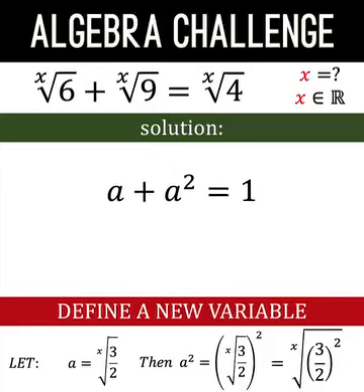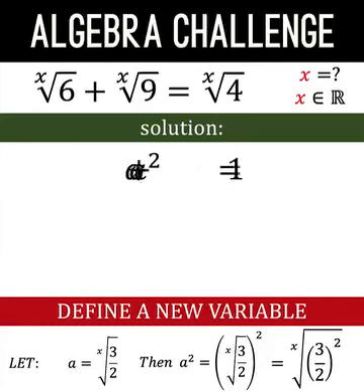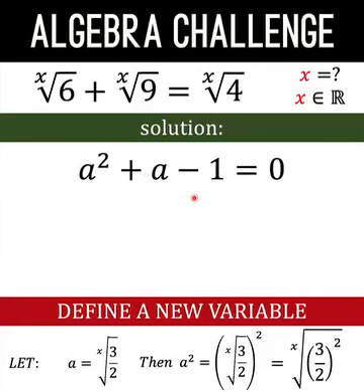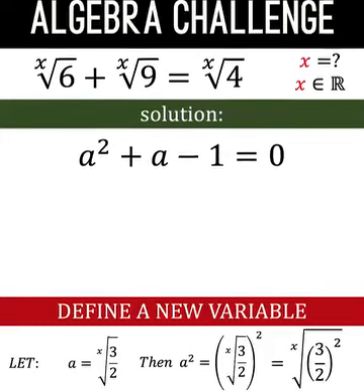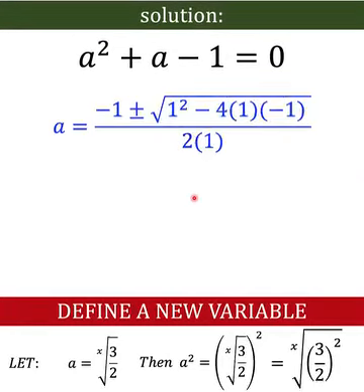This is a quadratic equation, so let's write this in the standard quadratic form. The right side is equal to 0. Using the quadratic formula, we can now solve for the value of a. Here, a is equal to -1 plus or minus the square root of 5, over 2. But notice that our a here is equal to the x root of 3 halves. This expression cannot be negative. And for our computed value of a here, we have two values.